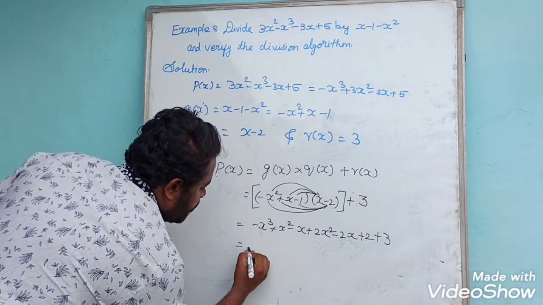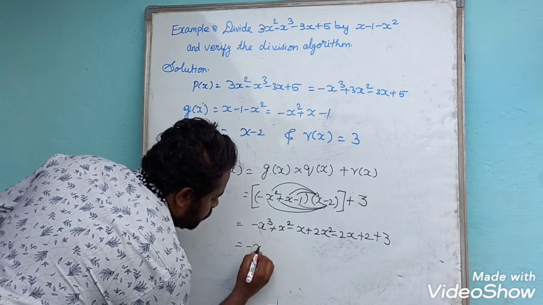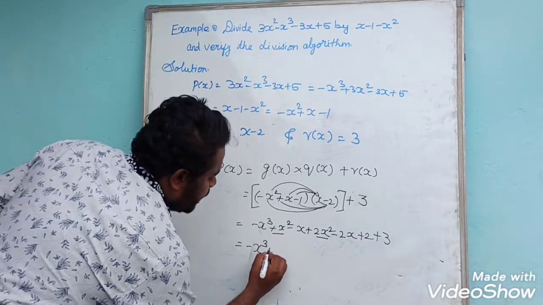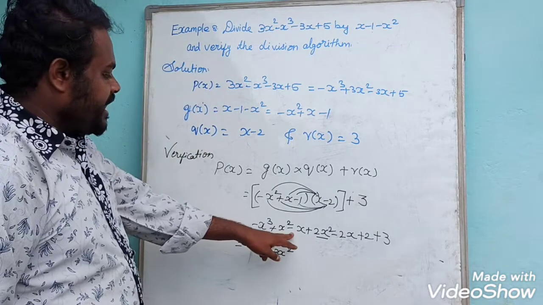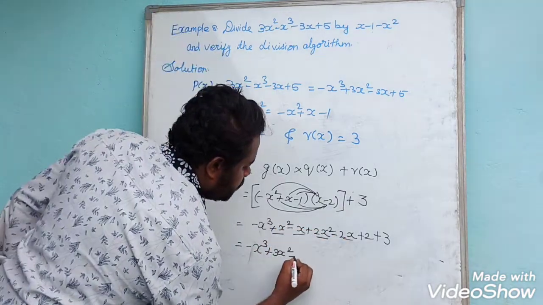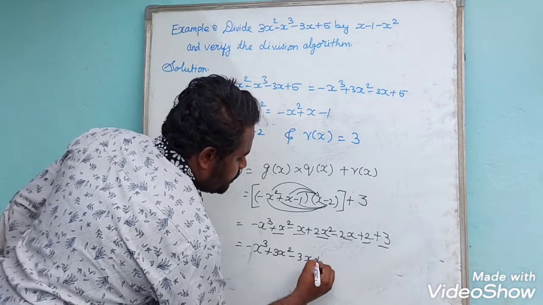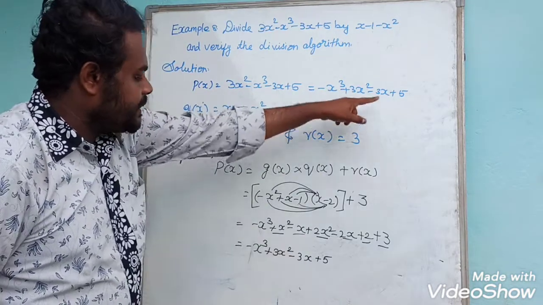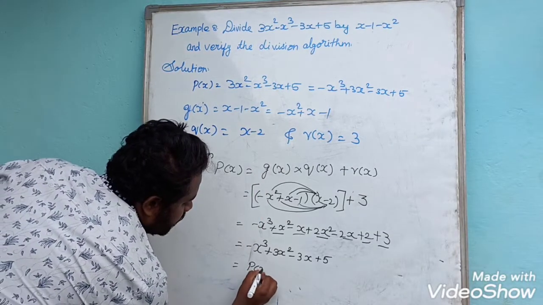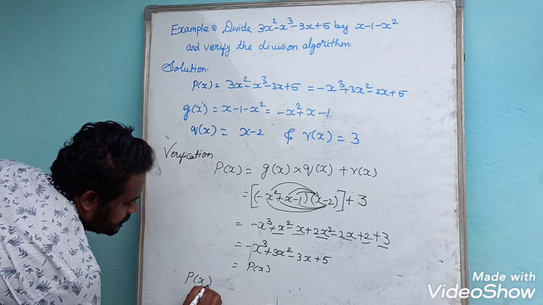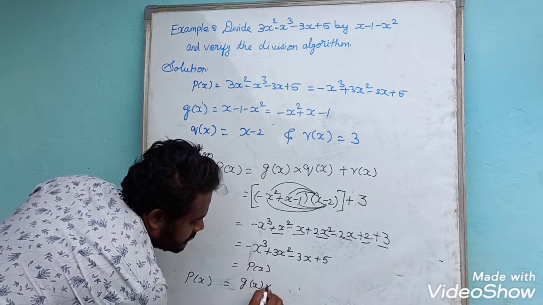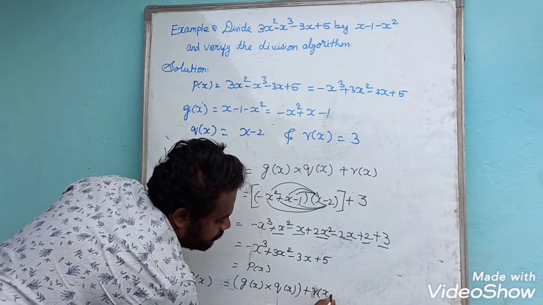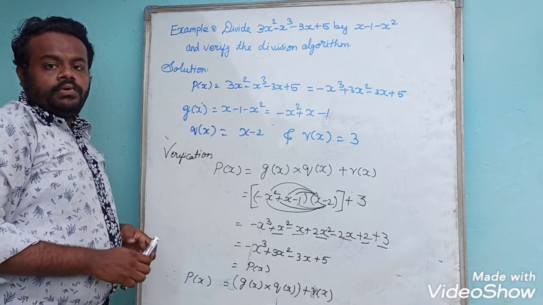So now we compare minus x cube. Here plus x square plus 2x square, we get plus 3x square. Here minus x minus 2x, we get minus 3x. So 2 plus 3, plus 5. So now you see minus x cube plus 3x square minus 3x plus 5, which we verify is equal to P of x. Therefore P of x is equal to G of x into Q of x plus R of x. Next we move on to example 9.